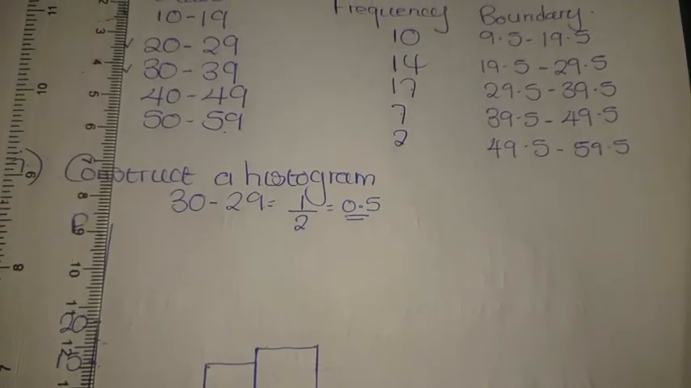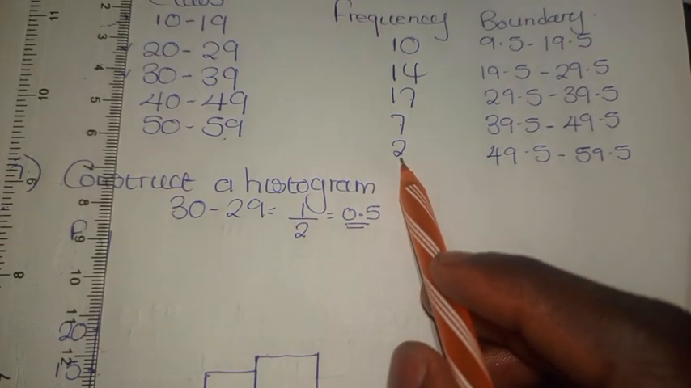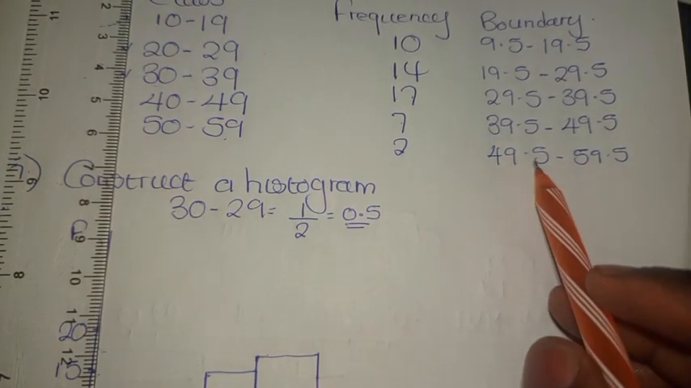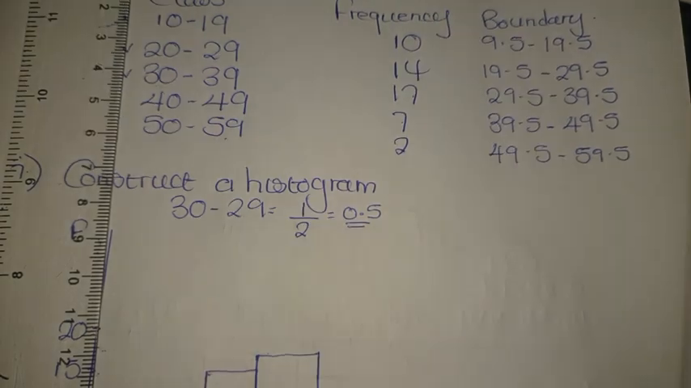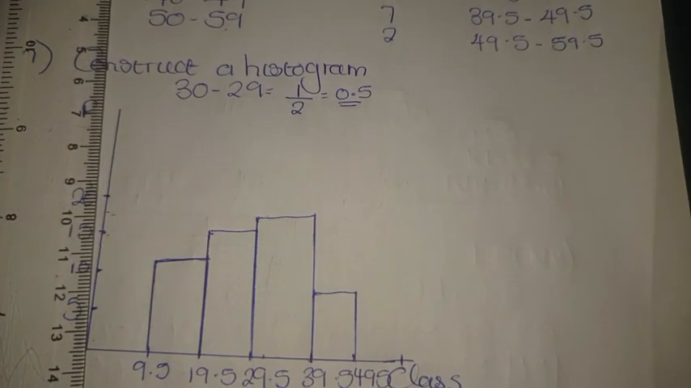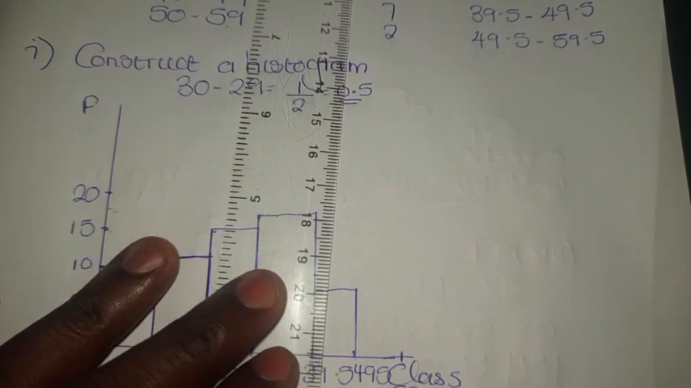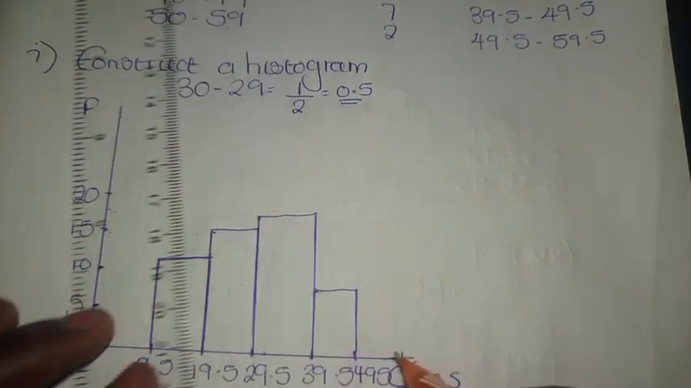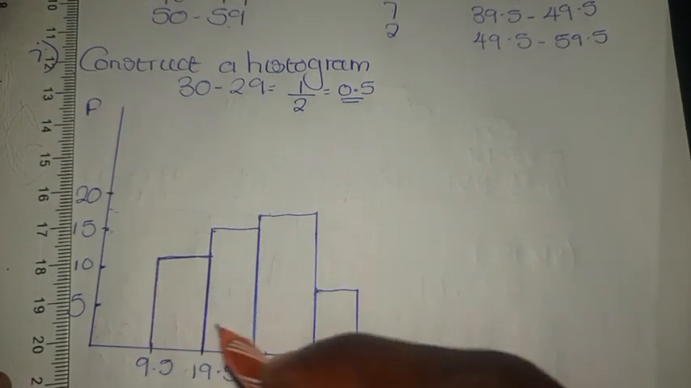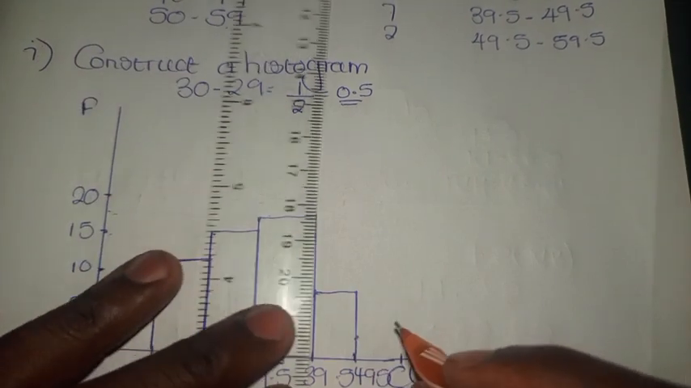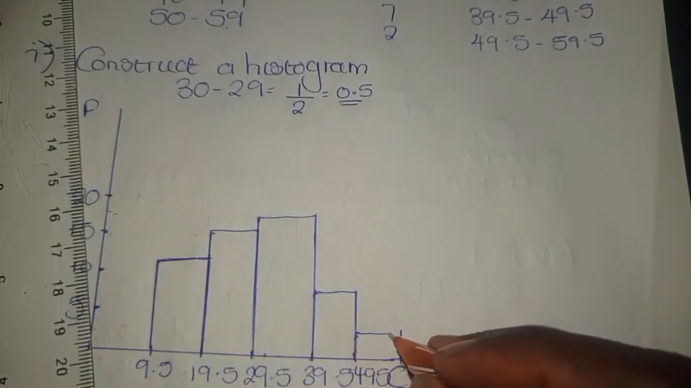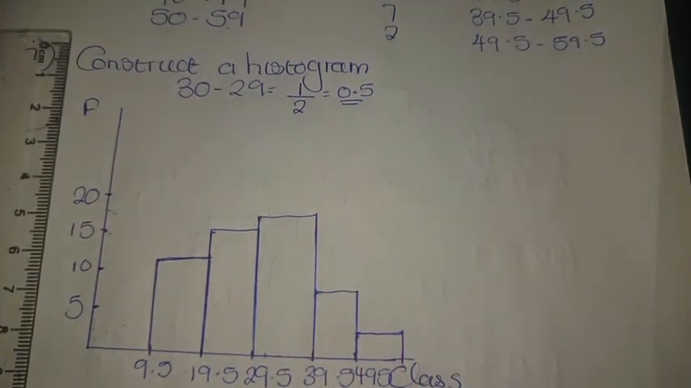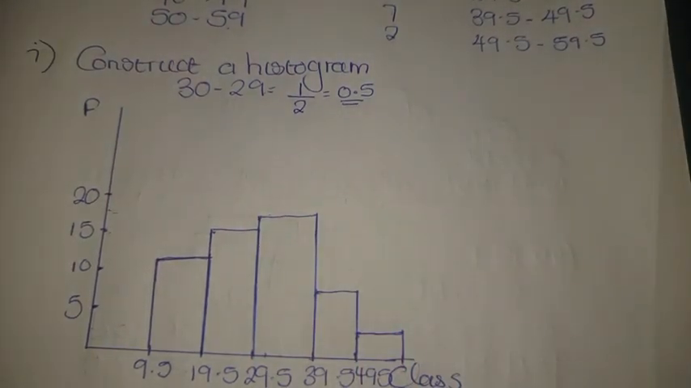Then we also have the last one, of which the frequency is 2, where we start from 49.5 and end on 59.5. Remember, the frequency is 2, so let's assume 2 is somewhere here. So this is our histogram.